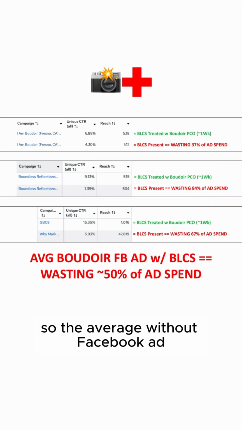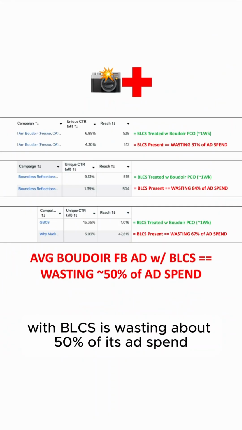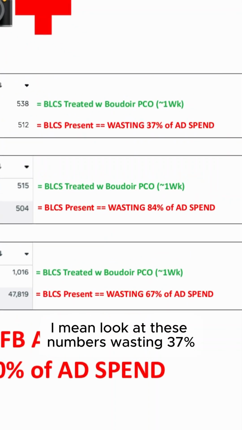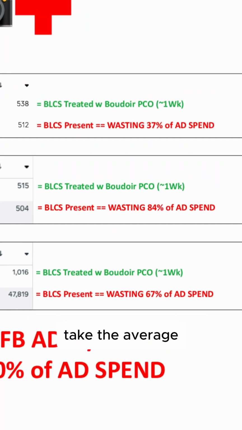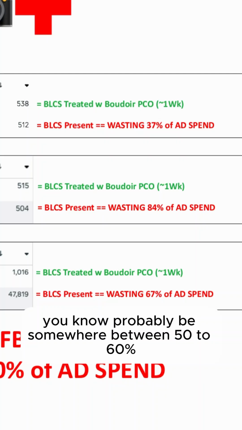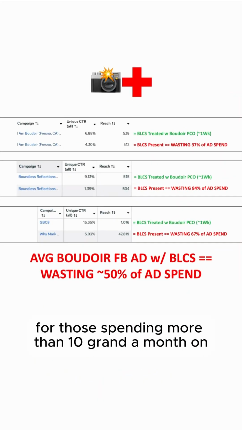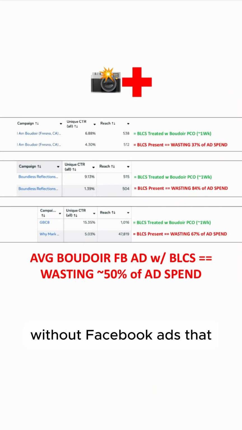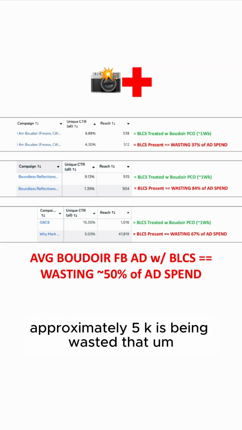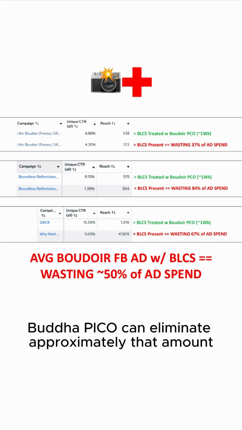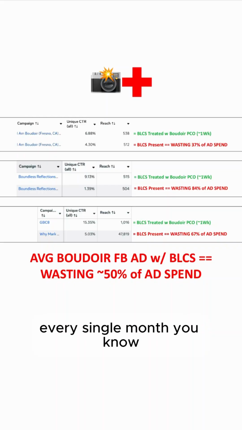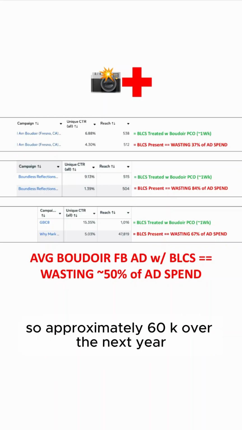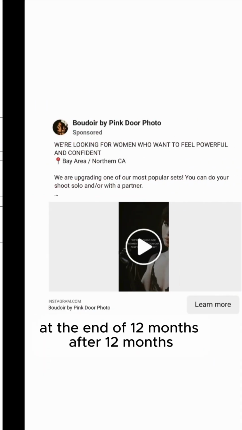So the average Boudoir Facebook ad with BLCS is wasting about 50% of its ad spend. I mean, look at these numbers: wasting 37%, wasting 84%, wasting 67%. Take the average, it'll probably be somewhere between 50 to 60%. Which means for those spending more than 10 grand a month on Boudoir Facebook ads, approximately 5K is being wasted. That Boudoir Pico can eliminate approximately that amount, put it back into the advertiser's pocket every single month. So approximately 60K over the next 12 months.